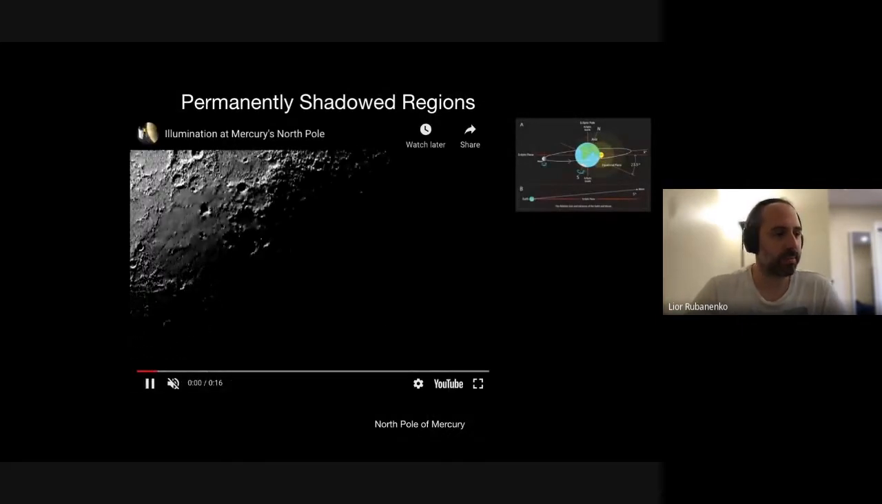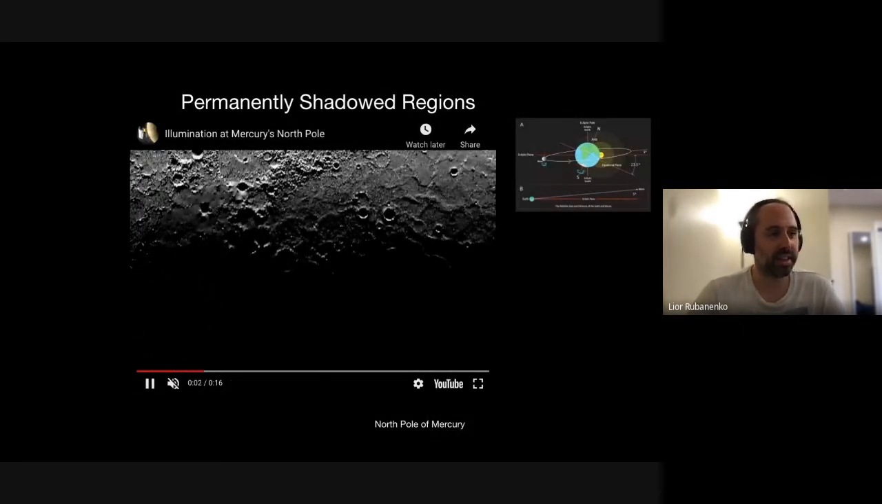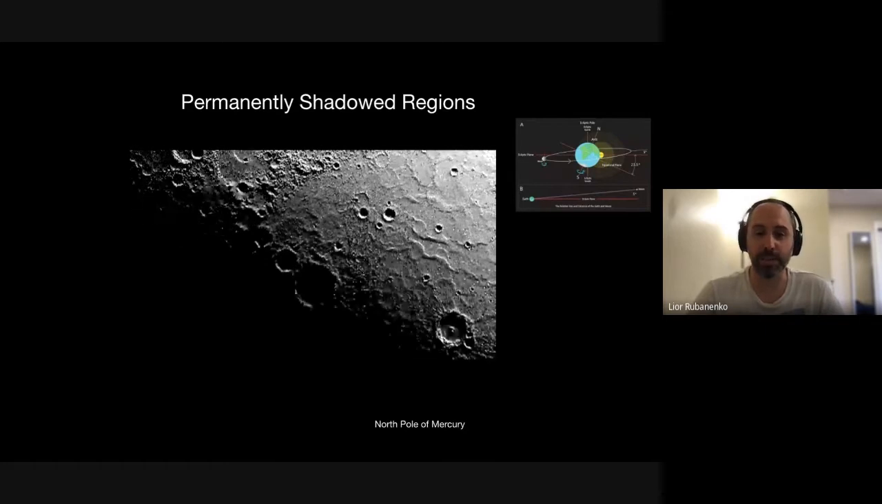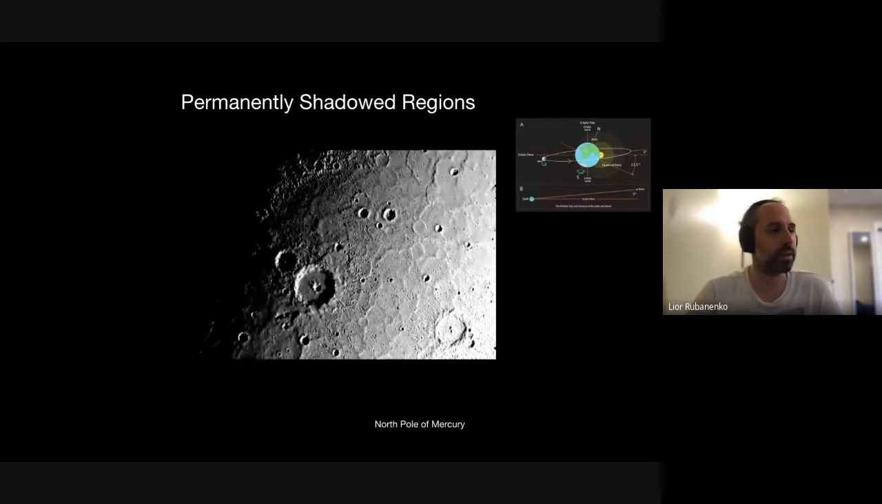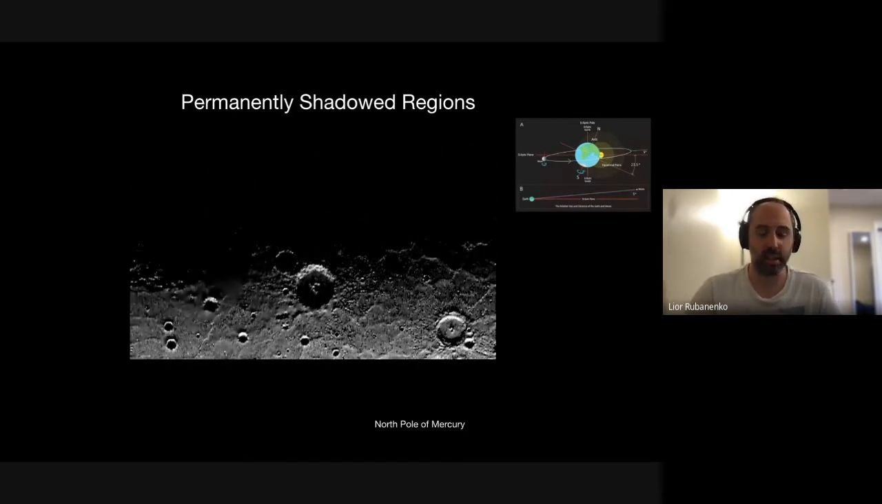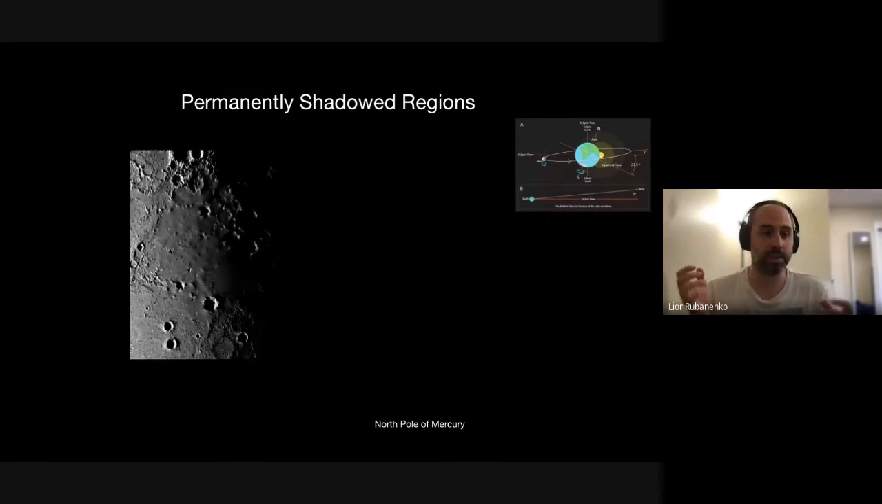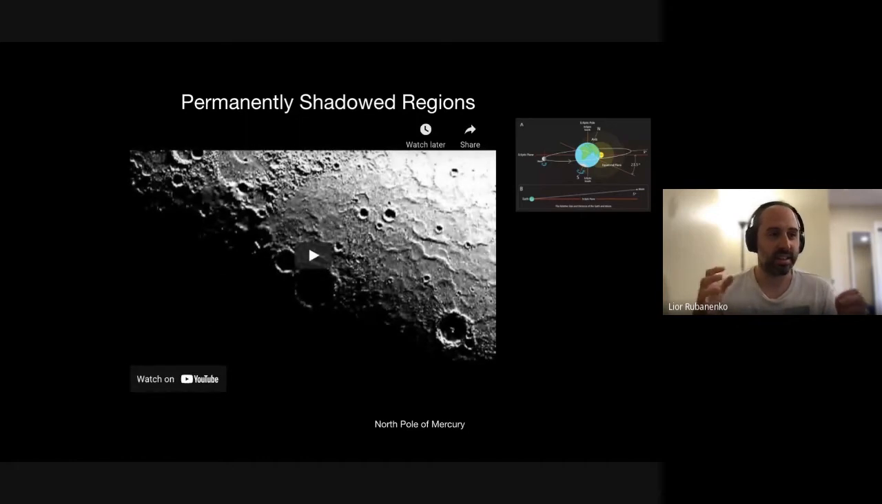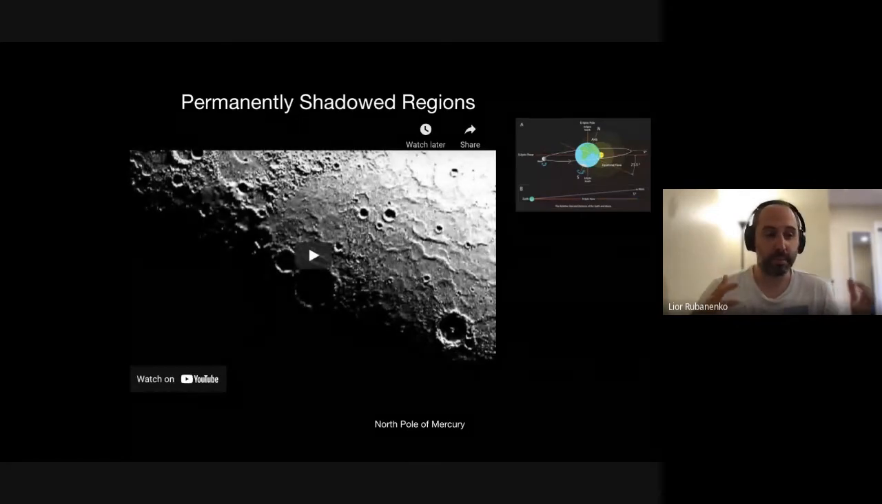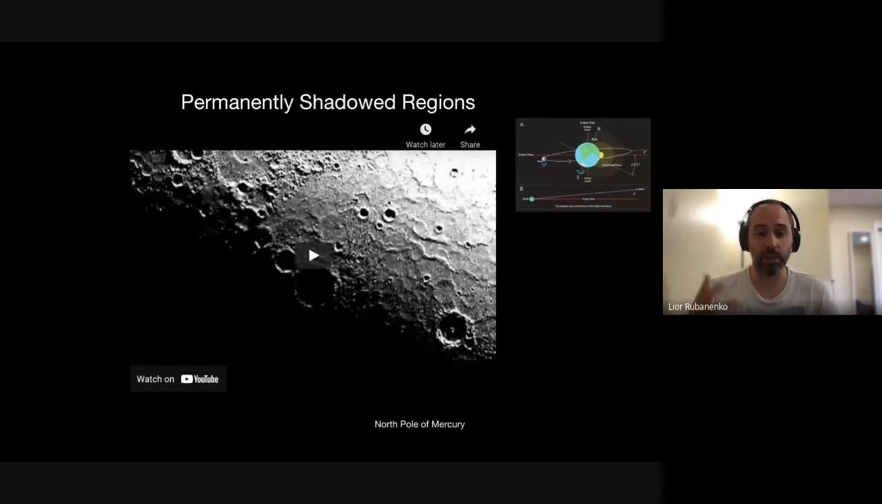The first thing I think it's important to understand about both these planetary bodies, the Moon and Mercury, is that their poles are unique environments that, because of the unique orbital parameters of both the Moon and Mercury, cause the appearance of what we call permanent shadows, or permanently shadowed craters.